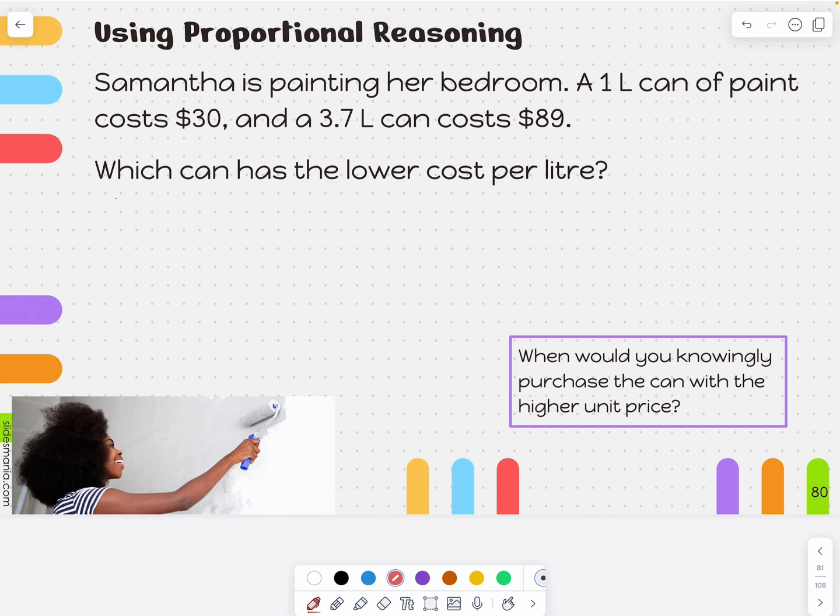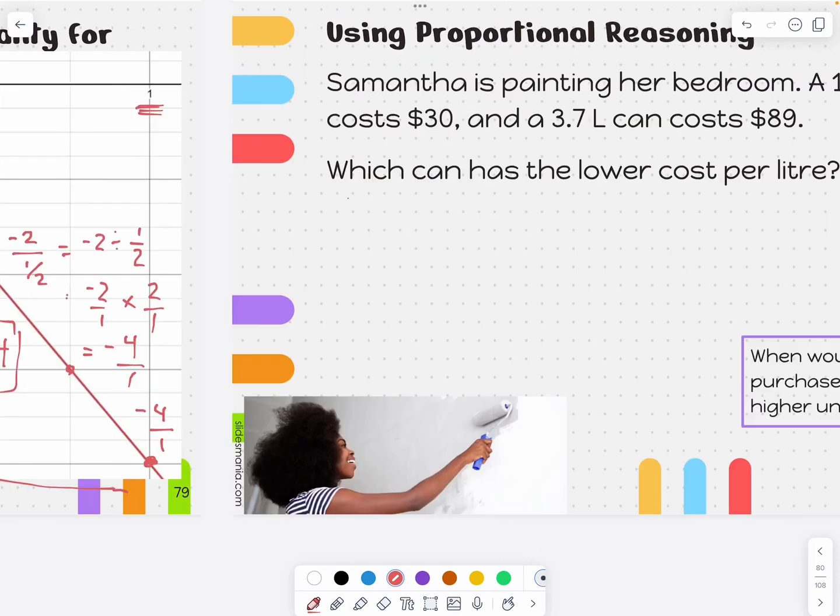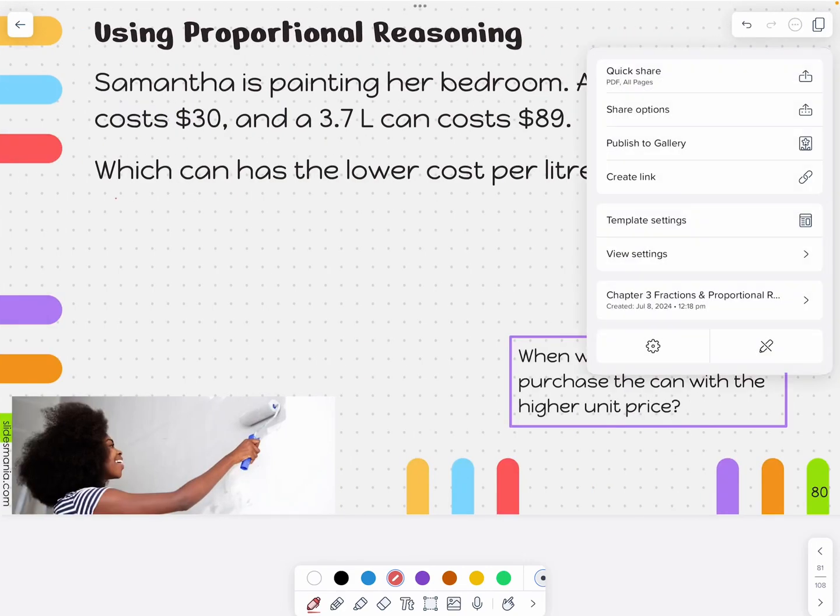So 1 can, and still not working. So that first can is $30.